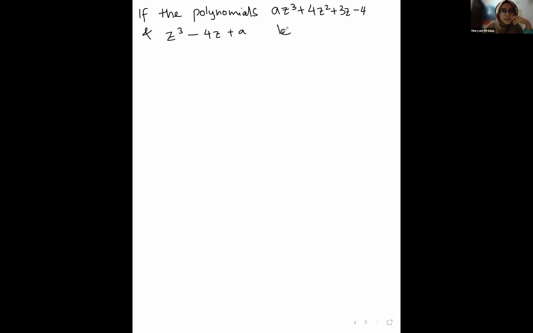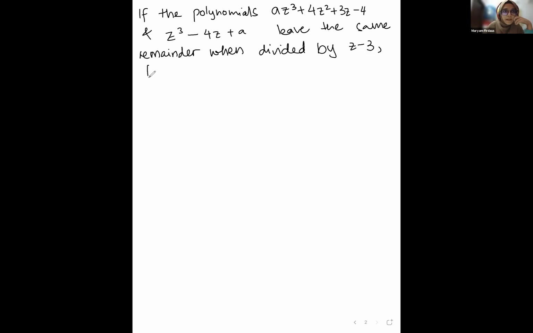If these polynomials leave the same remainder when divided by z minus 3, find the value of a. Okay, so take a moment to understand the question.